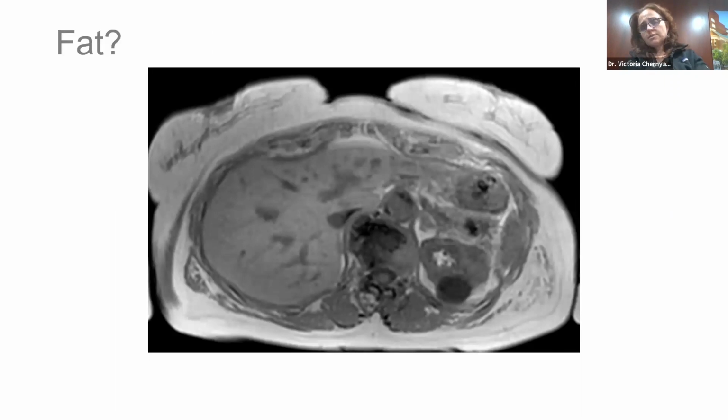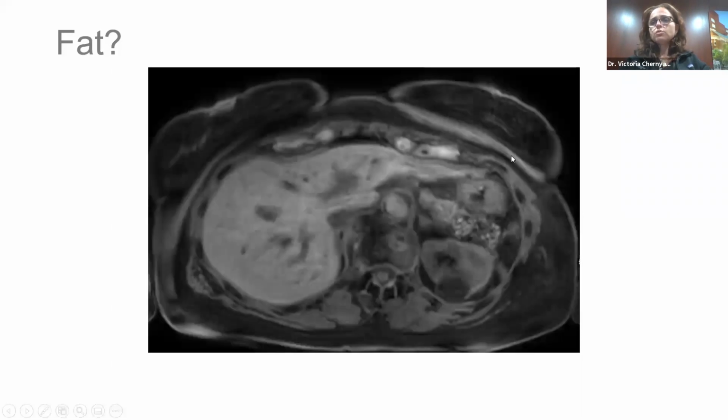What about fat? Is fat bright on T1? Is it bright on T2? Well, this is a T1 weighted image, and we can figure this out by looking at the CSF, right? You can see CSF is dark, so we know this is a T1 weighted image. So the fat is bright. But this is also a T1 weighted image. Check it out. CSF is very dark. And now the fat is dark.